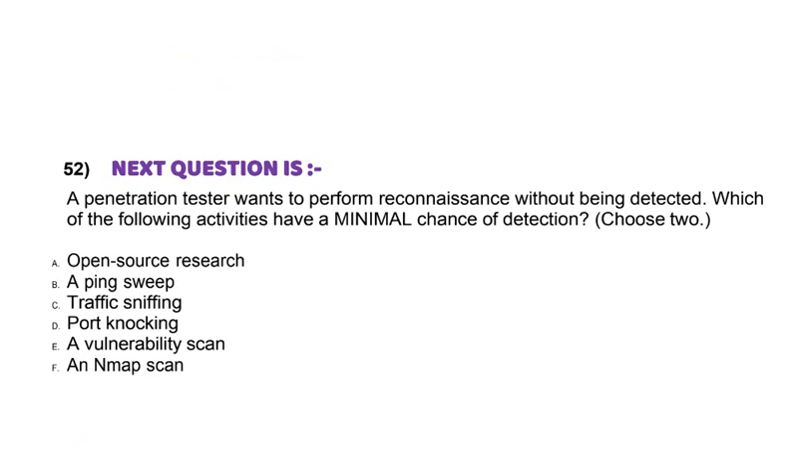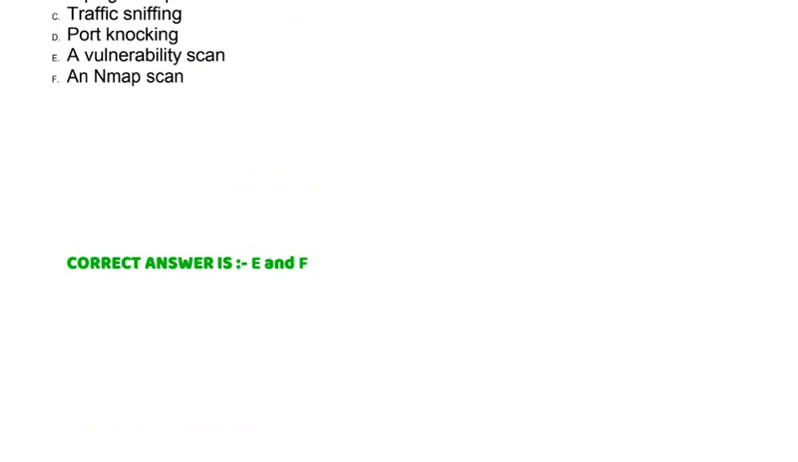Question is, a penetration tester wants to perform reconnaissance without being detected. Which of the following activities have a minimal chance of detection? Choose two options. Option A, open source research. Option B, a ping sweep. Option C, traffic sniffing. Option D, port knocking. Option E, a vulnerability scan. Option F, an Nmap scan. Correct answer is option E and option F.